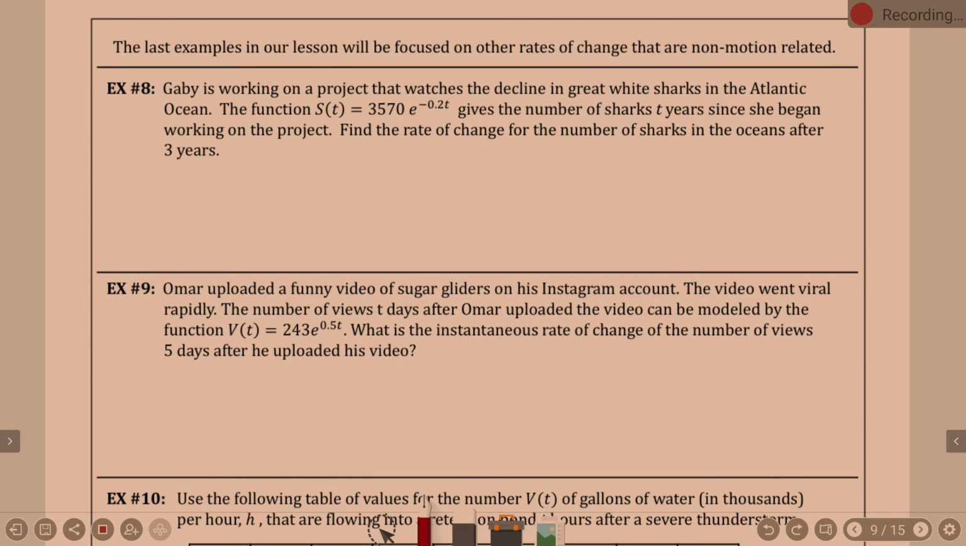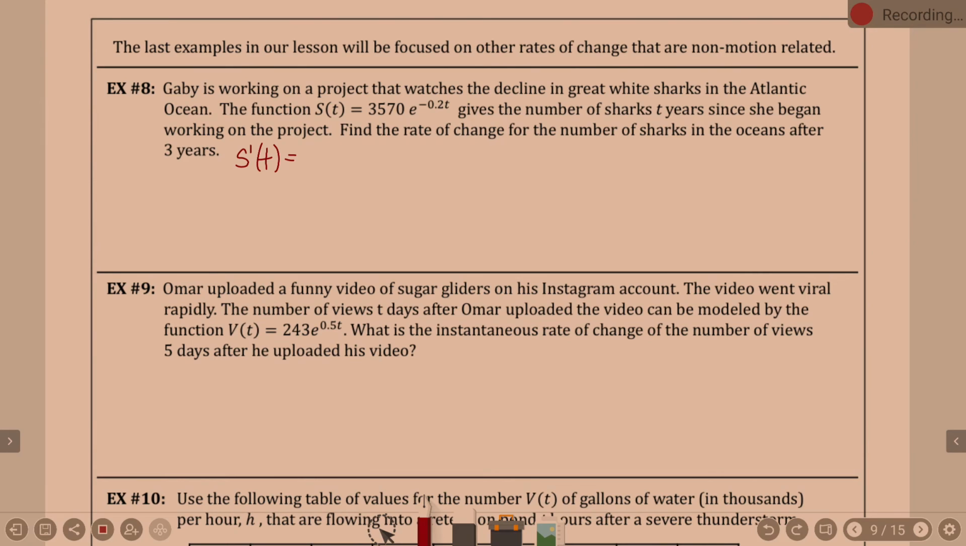Gabby is working on a project that watches the decline in great white sharks in the Atlantic Ocean. The given function, S of t, gives the number of sharks t years since she began working on the project. Find the rate of change of the number of sharks in the ocean after 3 years. Find the rate of change, which is the derivative. Specifically after 3 years.